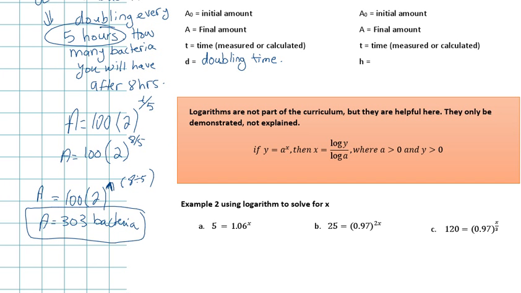Right? So at 5 hours, you're going to have 200 bacteria. At 10 hours, you're going to have 400 bacteria. At 15 hours, you're going to have 800 bacteria. Right? 8 hours is between the 5 and the 10, so it's going to be somewhere between 200 and 400. So your math should make sense.